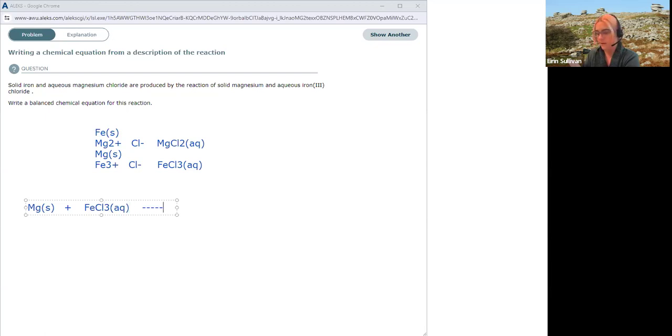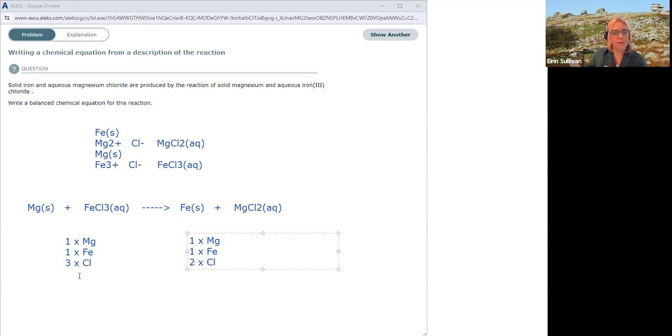We can do that in a minute. It gives me solid iron, Fe(s), plus aqueous magnesium chloride. Oh, this is a good one. Okay, so it's not balanced, right? So let's do some bookkeeping. We've got 1 magnesium, 1 iron, and 3 chlorines. And on the right-hand side, we've got 1 magnesium, 1 iron, and 2 chlorines.